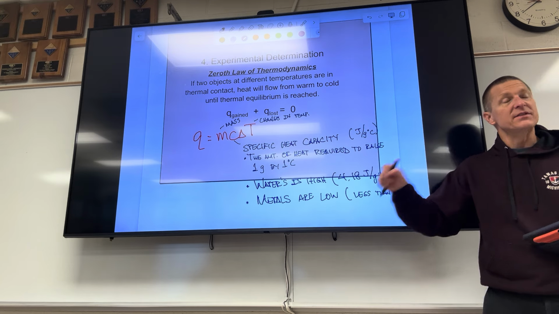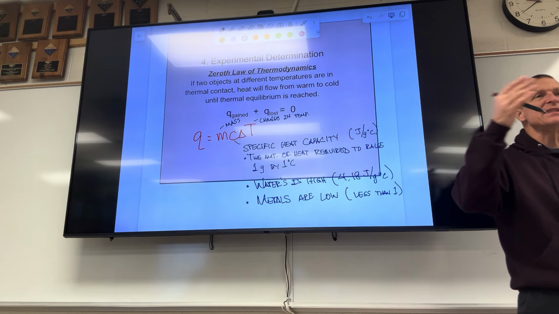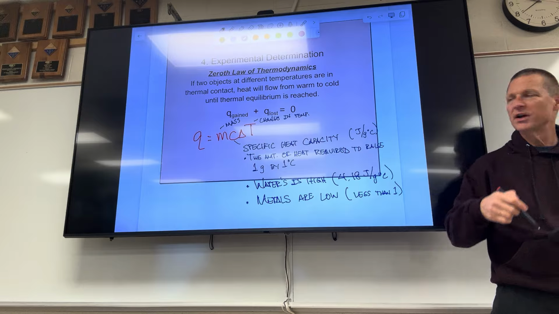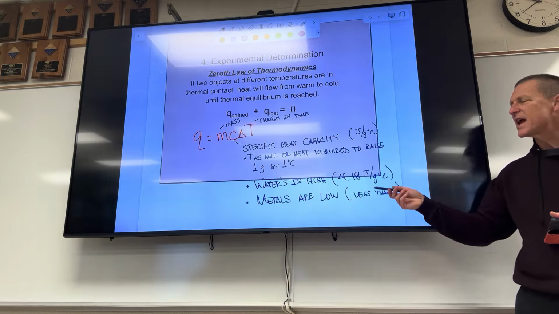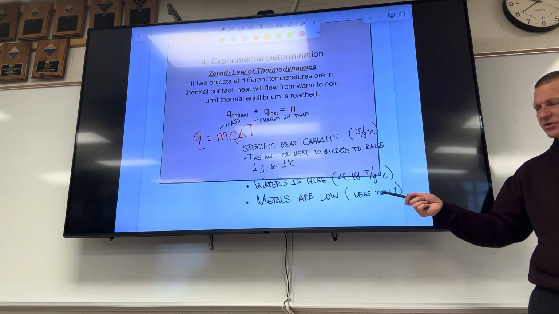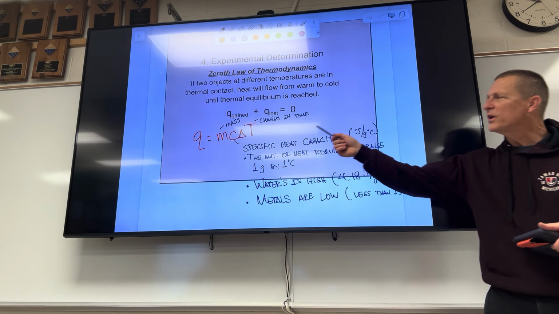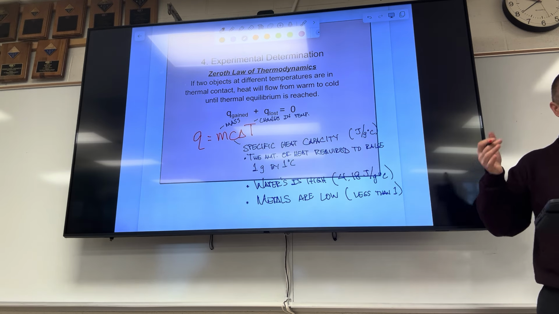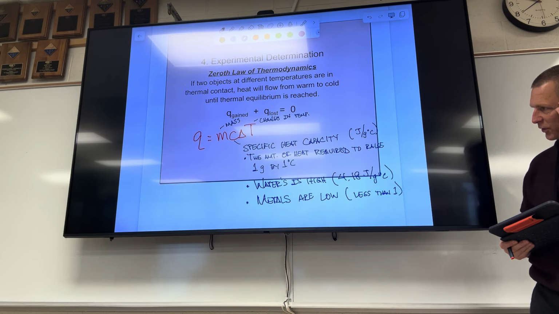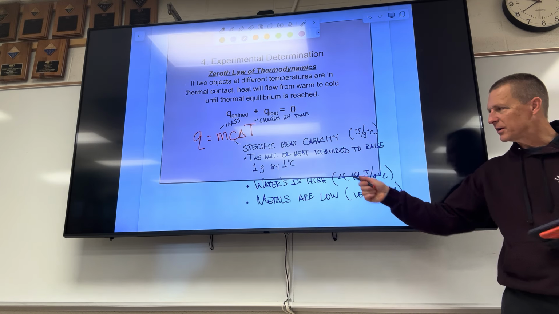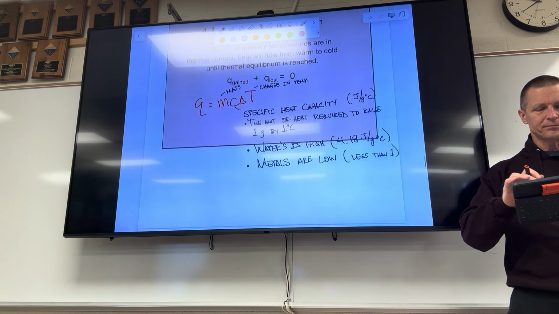Metals, since they have a low specific heat, are easy to raise or lower in temperature. It doesn't take much heat to change their temperature, but it does take a lot of heat to change water's temperature. So we'll use these values. In fact, in our first example, I'll be showing you a calorimetry problem where we have to use this.